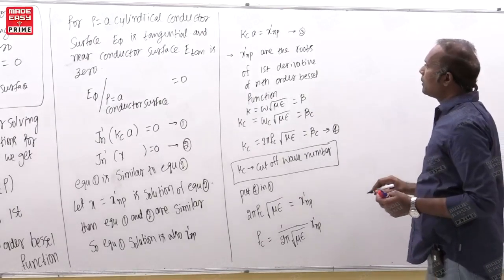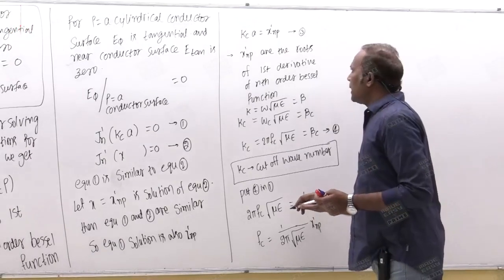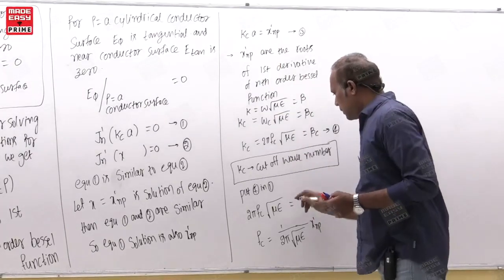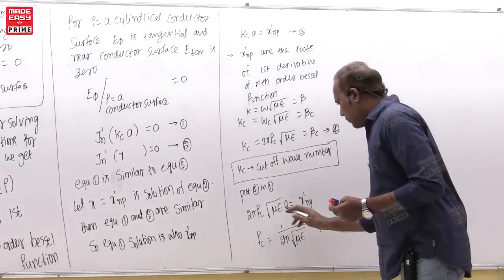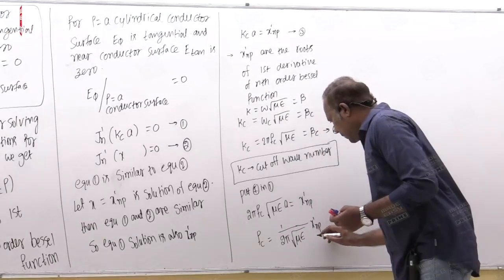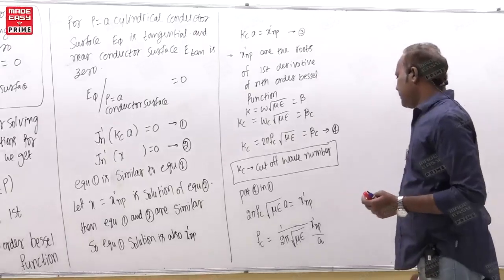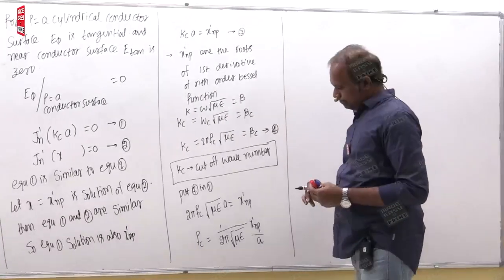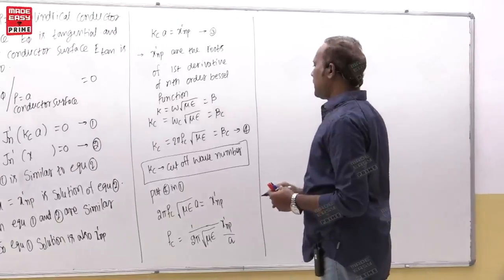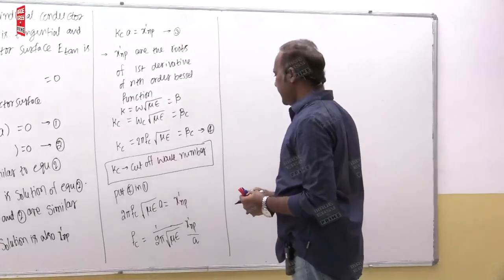Something is missing. Yeah, here A should be there, na? Kc is this one, but A also is there here. So from this here comes A, right? Fine. 2 pi Fc root A.